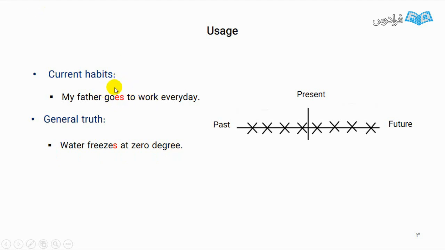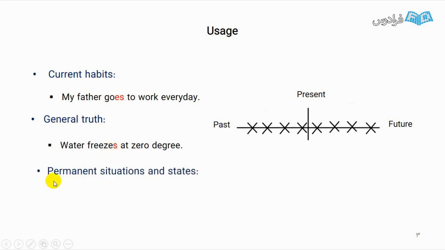But look at these verbs, goes and freezes. Why do we add es or s here? We talked about them in A1 grammar, but let's review because the subject is third person. Here, because it ends in a vowel, we have to add es, but here, because it ends in e, it's enough to add s.